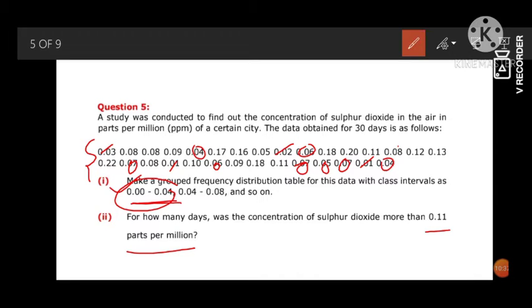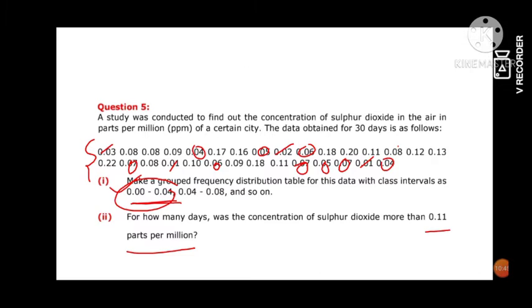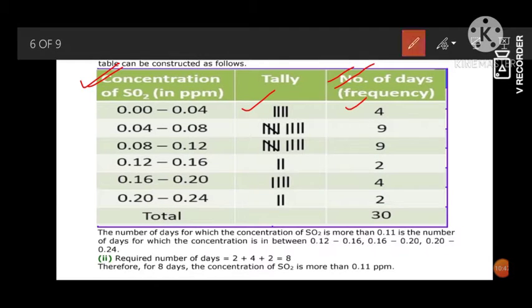Oh, here is another one. So 1, 2, how many circles are there? 1, 2, 3, 4, 5, 6, 7, 8, 9 circles. So our next group is 0.04 to 0.08, and there are 9 such days. So our tally marks will be 9 and days will be 9.